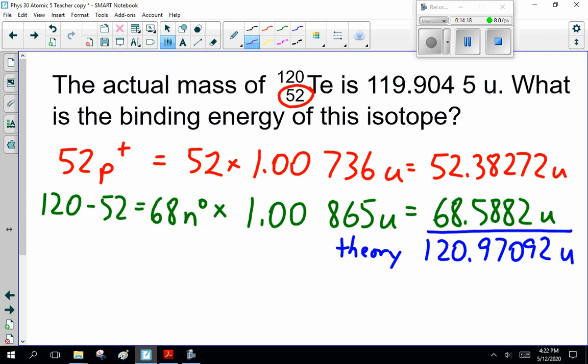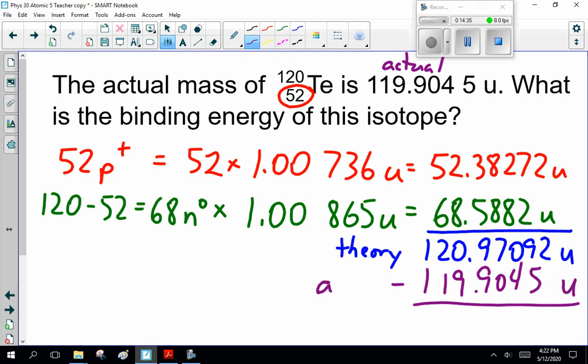What is actual? And what's the difference? Minus 119.9045 units. That gives me a difference of 1.06642 units.